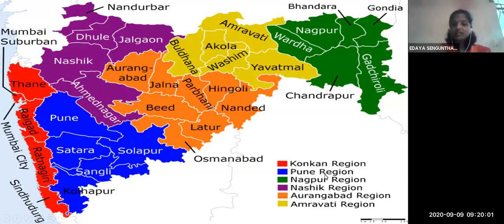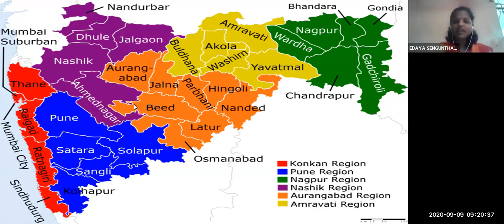And the second division is in blue color, that is the Pune region. Anybody else can read which districts come under the Pune region? Satara. Very good. Sangli. Yes. Solapur. Okay. Kolhapur. Okay. Goa. Where can you see Goa here? We are talking about districts. Goa is not a district. You have to read only the districts which are visible here.